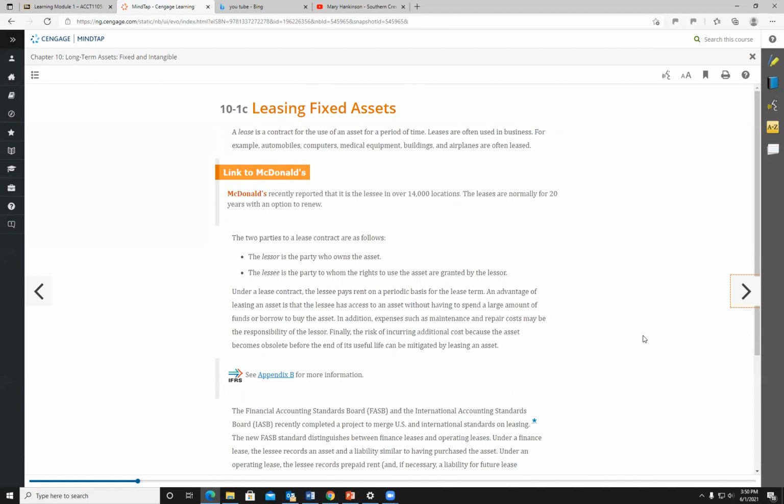The Financial Accounting Standards Board, FASB, and the International Accounting Standards Board, IASB, recently completed a project to merge U.S. and international standards on leasing. I've talked about this in Financial Accounting 1, how we're going to see more and more of the FASB and the International Accounting Standards Board merging as we become more of a global economy.